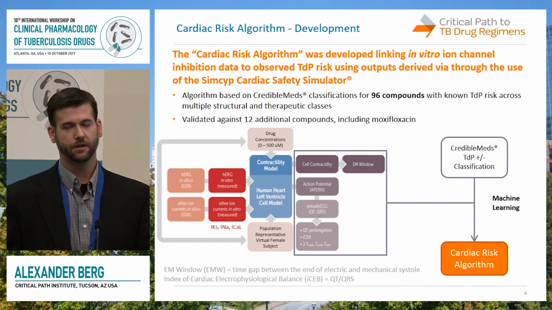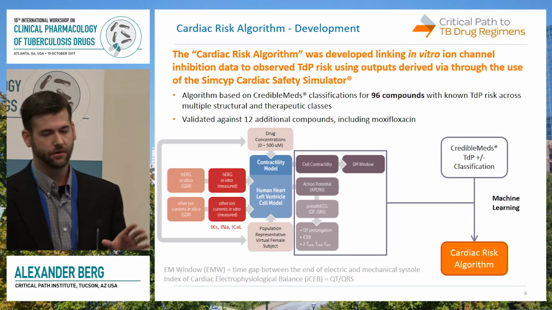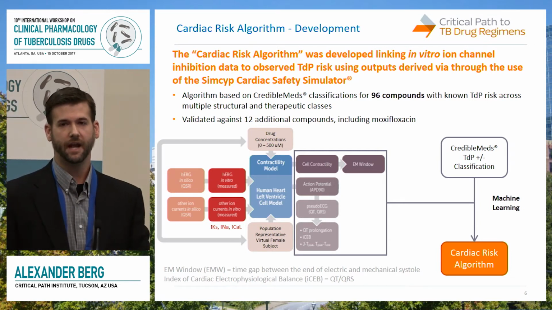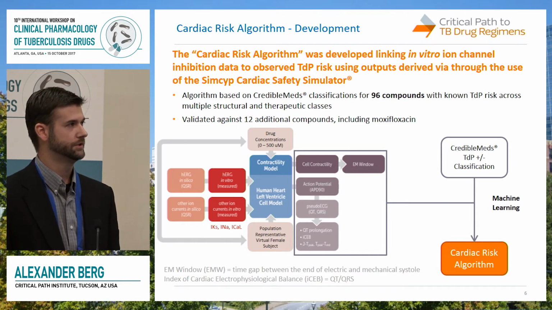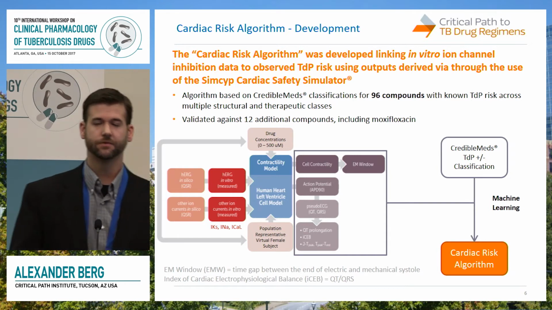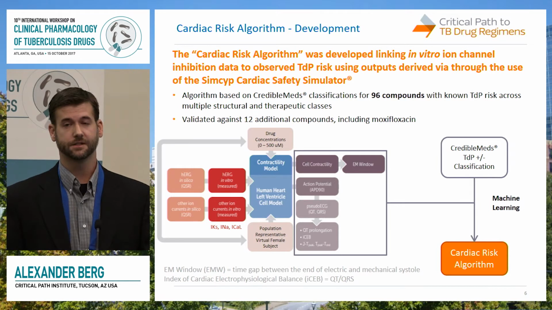The final algorithm that I'm going to show you is an alternating decision tree. However, other types of decision algorithms were also considered. This was done through a tenfold cross-validation approach, and the final model represents the average across those runs. This was also validated against 12 additional compounds with known TdP risk. This included moxifloxacin as one of the exemplar compounds.